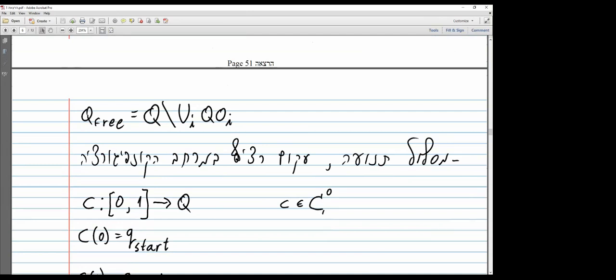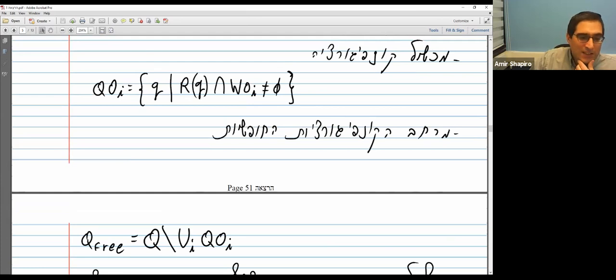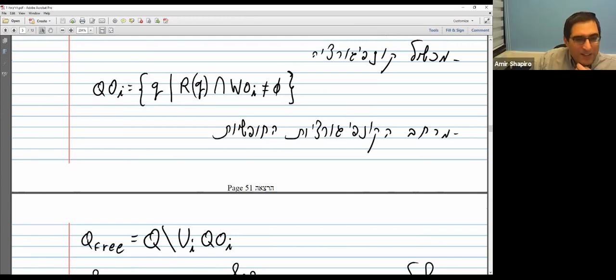What is U? U is union. This is intersection. And this is the union of all the obstacles. But before the union, before all the union, there is a minus sign, no? This takes the whole space.